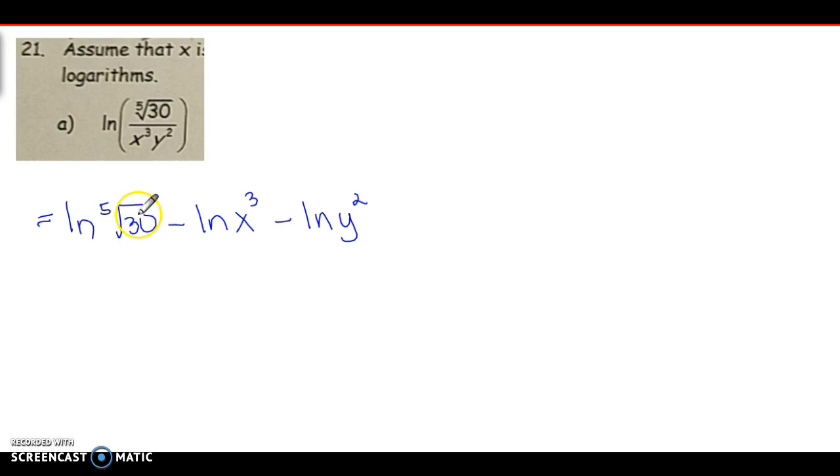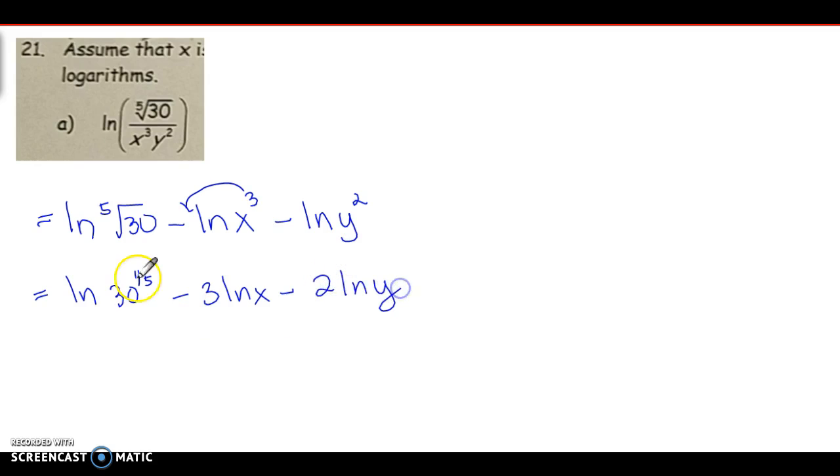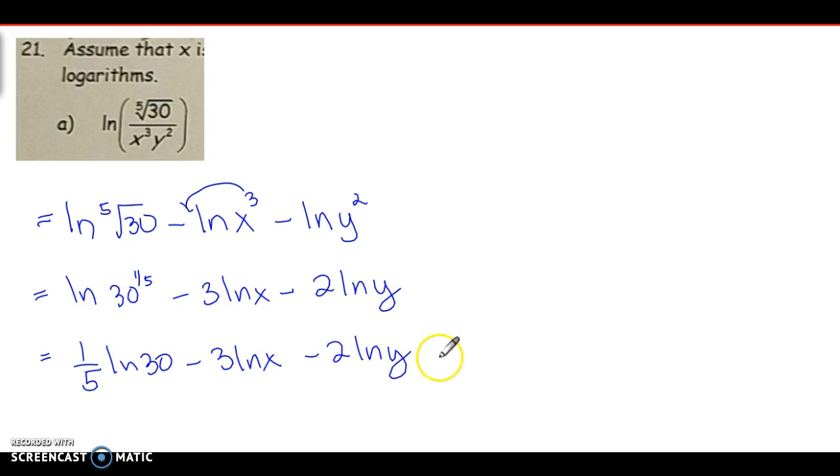I mean, you can put the exponent in front as a coefficient. So now this one, of course, is ln 30 to the 1/5, right? And then minus. So this exponent goes in front. So 3 ln x minus, same thing with the 2 ln y. And of course, this is also an exponent, 1/5 ln 30 minus 3 ln x minus 2 ln y. So you could either go this way or just here. It depends on how simplified your teacher wants it to be.